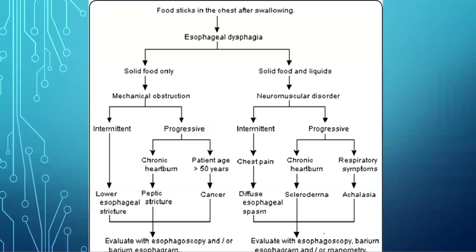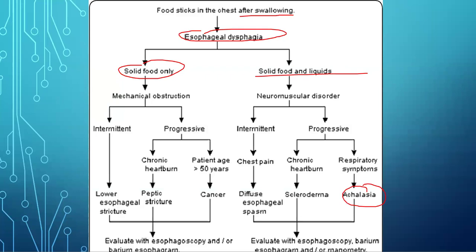So this is the flow chart of all the dysphagia that we have discussed so far. Let's say we have a patient whose food gets stuck in the chest after swallowing. That means it is esophageal dysphagia, because the patient can initiate swallowing, but food gets stuck in the middle. Then we look at if it is only solid or both solid and liquid. If it is both solid and liquid, then the likely cause is achalasia cardia. But with that, if a patient has intermittent chest pain, then you can think of diffuse esophageal spasm.